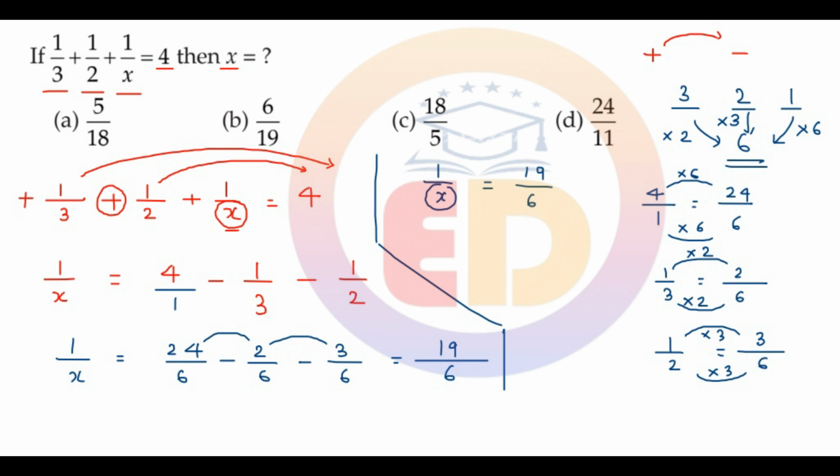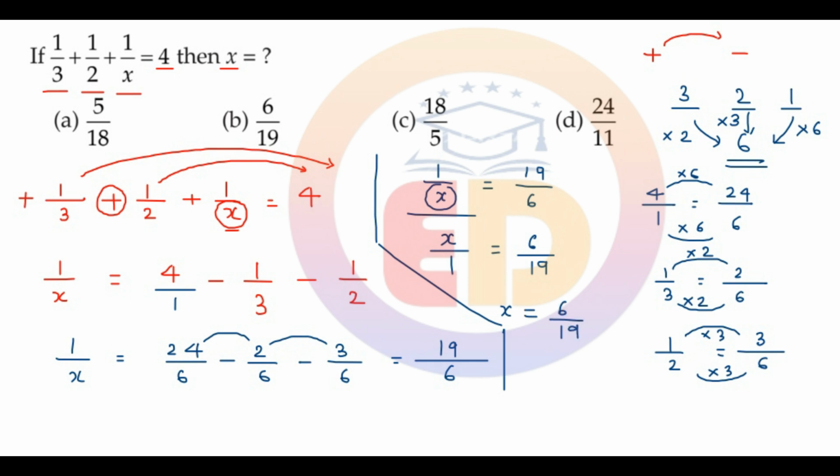और अगर हमें x न्यूमरेटर में लाना है तो आप इस फ्रैक्शन को 1 अपॉन x को उल्टा कर दीजिए. It will become x upon 1. और अगर हमने 1 अपॉन x को उल्टा करके x अपॉन 1 बनाया है तो राइट हैंड साइड 19 अपॉन 6 को भी आपको रेसिप्रोकल मतलब उल्टा करना होगा. It will be 6 upon 19. Now remember x upon 1 is x and its value now is 6 upon 19.